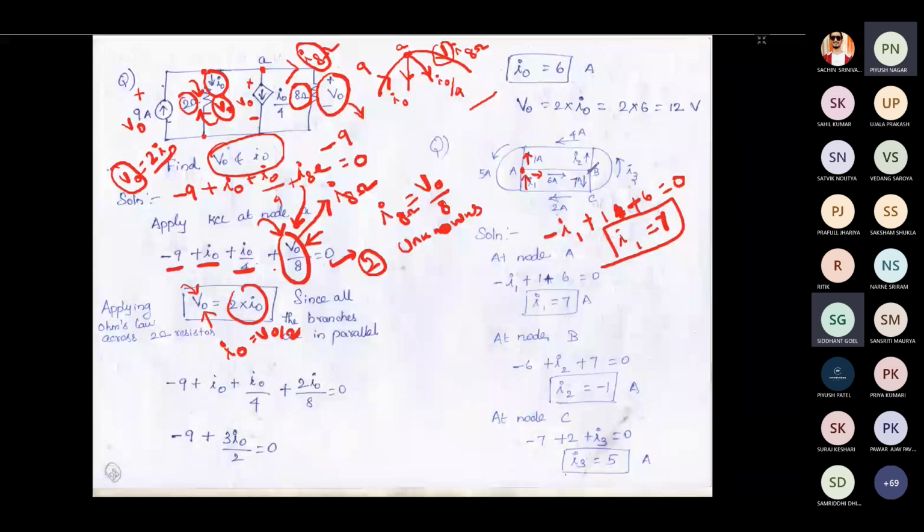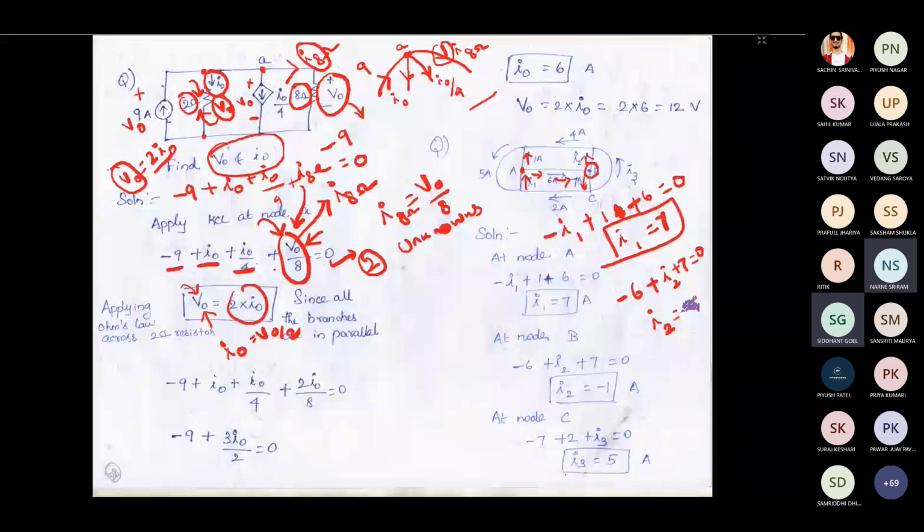If you apply KCL at this node, 6 ampere is coming in, 7 ampere is going out, another I2 is going out. So incoming is 6 ampere, so I have written it as minus 6 plus I2 plus 7 ampere is equal to 0. Then I2 you will be getting as minus 1 ampere, because 7 minus 6 is 1. If you take it to the other side, you will get minus 1 ampere.